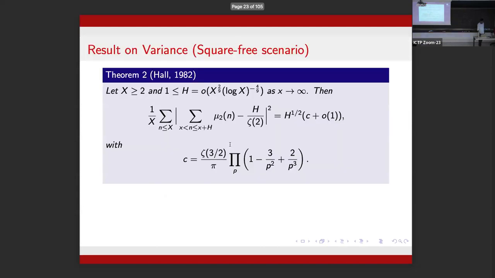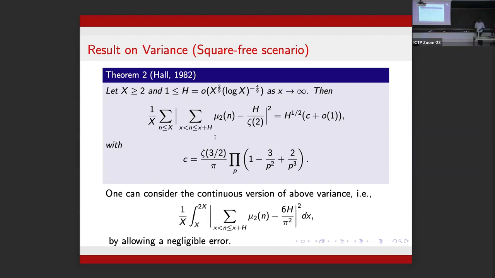And next we see what is known for the square-free case only, the variance estimate. So we take the sum, which we call a discrete variance. Initially I showed taking the integration, where the variables are real numbers, but here we take a discrete sum. So this is called a discrete variance. And if you take the small interval length of the square-free numbers, h up to little o of x to the power 2 by 9 times log x to the power minus 4 by 9, in this case we have this nice asymptotic formula for this discrete variance, where the constant looks like this, a bit complicated, but it's okay.